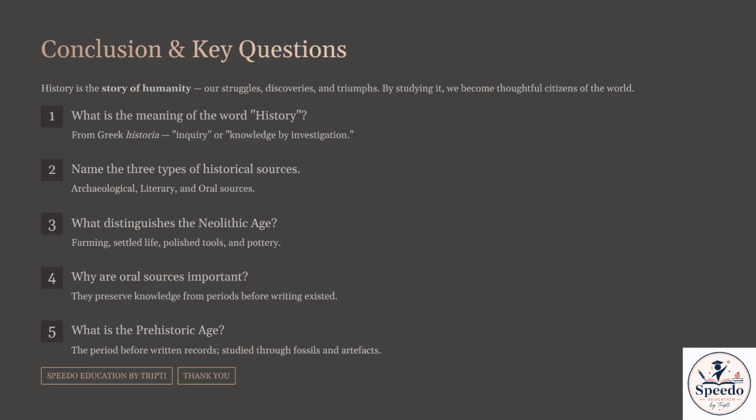What distinguished the Neolithic Age? The Neolithic Age is known for the beginning of farming, settled life, and polished stone tools and pottery. This period marked the start of permanent villages and agriculture. Why are oral sources important? Oral sources preserve knowledge from the period before writing existed. They include folk songs, stories, legends, and traditions passed down from one generation to another.